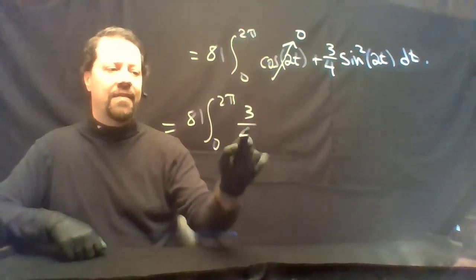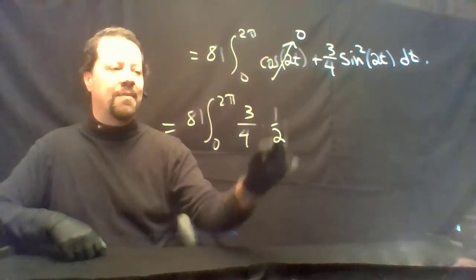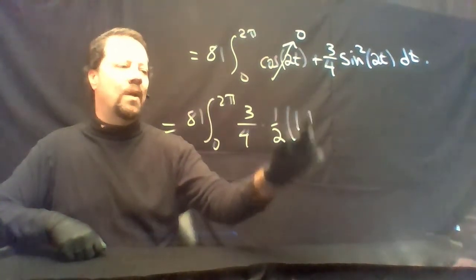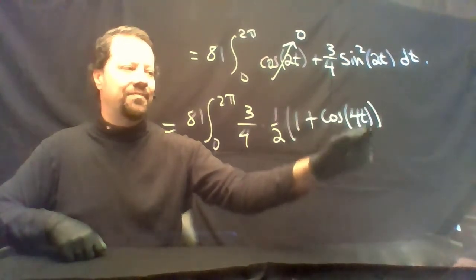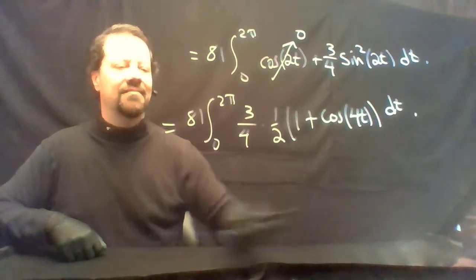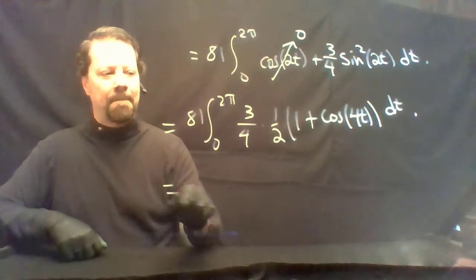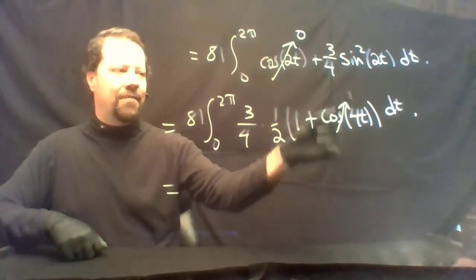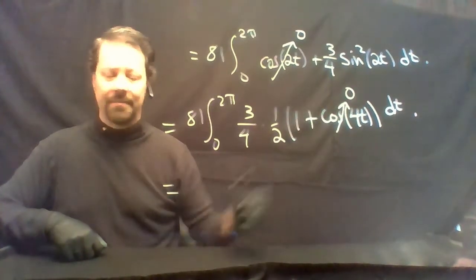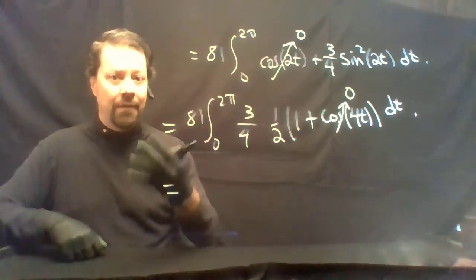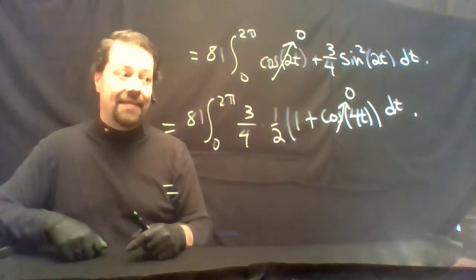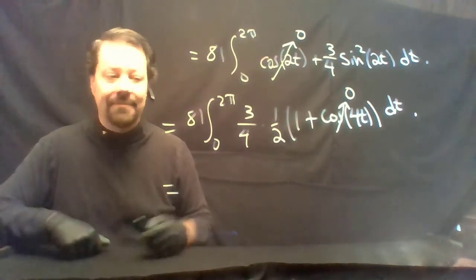So far we have a 3/4. We're going to multiply by 1/2 times the quantity 1 plus the cosine of 4t. The cosine of 4t will contribute nothing. The period is pi over 2, so we're integrating over 4 periods. That gives you quadruply nothing.